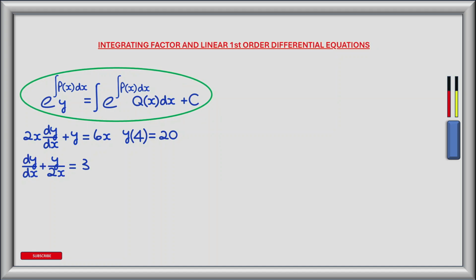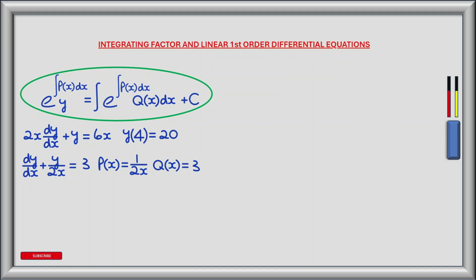So first, let's divide through by 2x such that we can get it into a form where we can identify the functions p(x) and q(x). So when we do this, we get dy/dx plus y divided by 2x is equal to 3. And so in this example, we can see that p(x), so that's the function multiplied by y, is equal to 1 divided by 2x. And q(x), so that's the function on the right-hand side of the equation, is equal to 3.